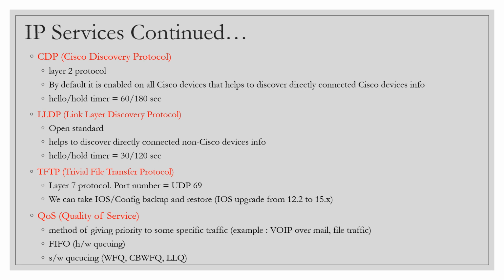QoS, quality of service. Now that's a huge topic, and most of it is covered at the CCNP level. Just to tell you in brief, QoS is a method of giving priority to some kind of traffic. And what is that? Let's say you have traffic like browser or web or mail and file, and you also have traffic like VoIP, right? Now, if I go with the method of FIFO, first in first out, as we use in hardware queuing, then that will not be helpful to us.